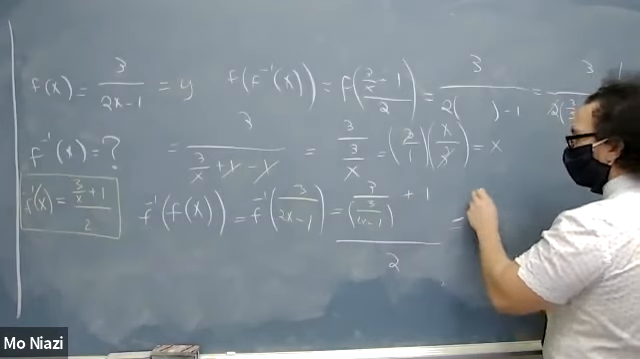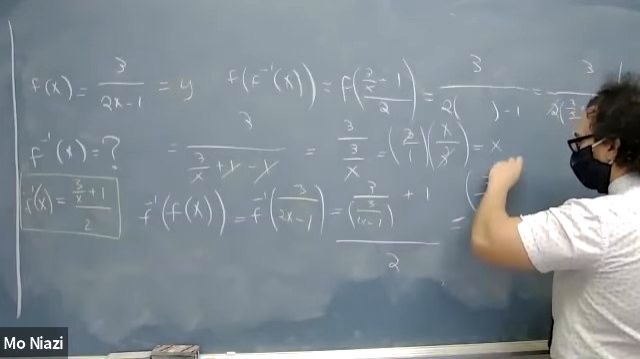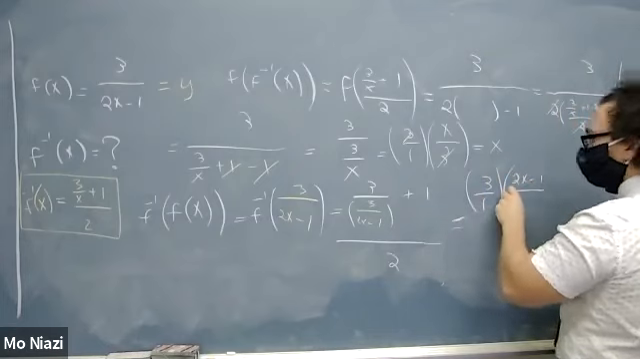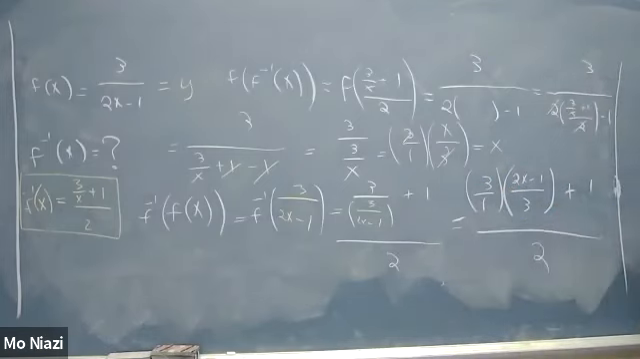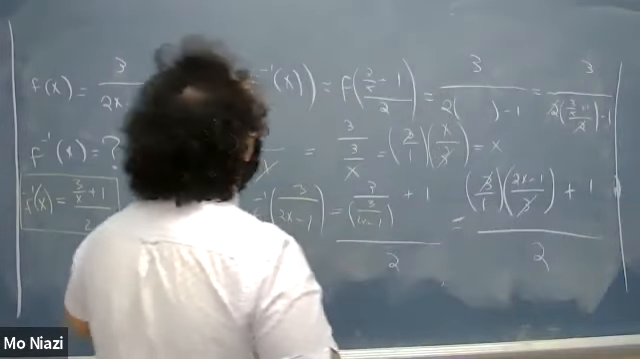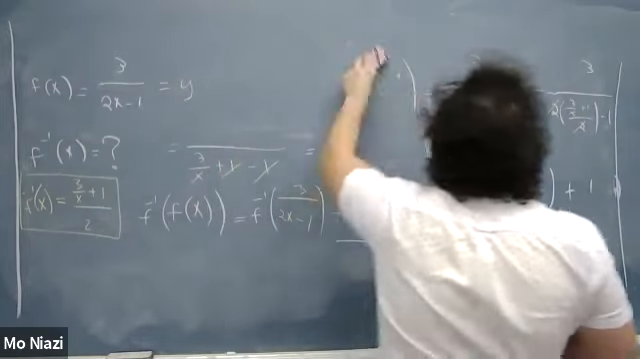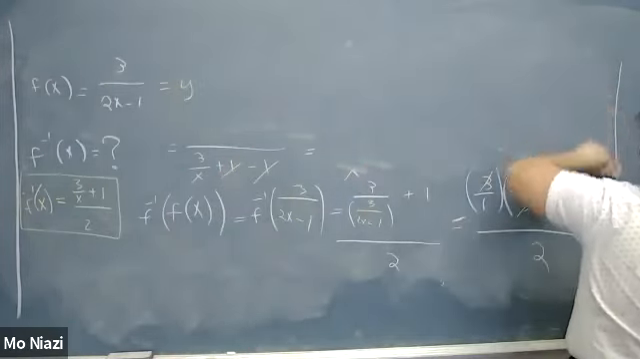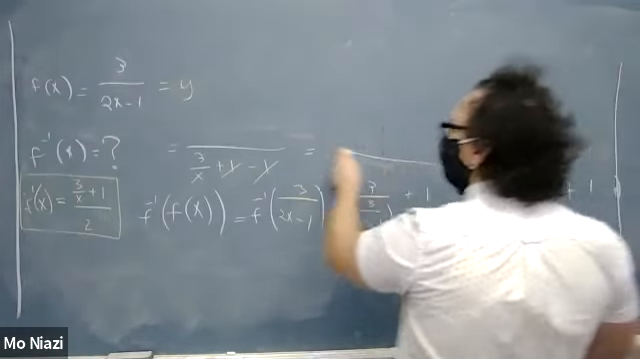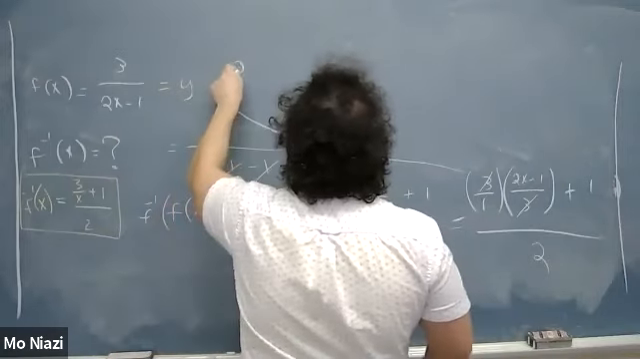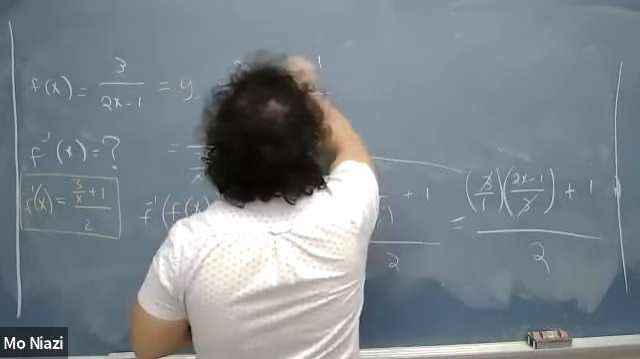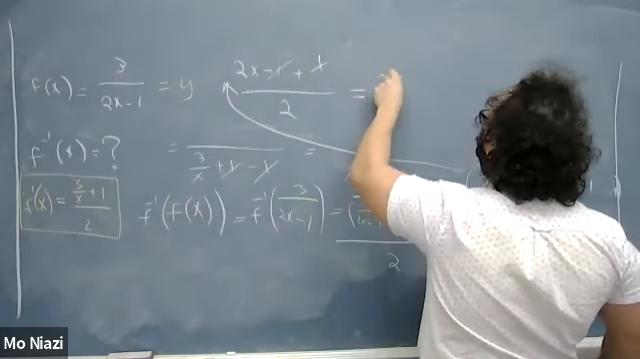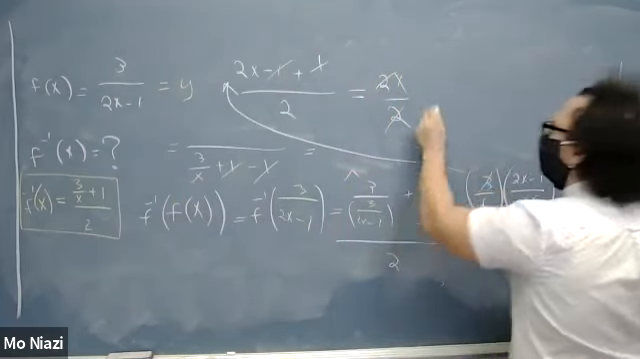Multiplying by reciprocals. This is really 3 over 1 times the reciprocal of that. Plus your 1, everything divided by 2. Notice that the 3's cancel. Bring the calculation over here. Threes cancel, so what I'm left with is a 2x minus a 1 plus a 1, everything divided by 2. Minus 1 and plus 1 cancel. So I got 2x over 2. These cancel, so I just have x.